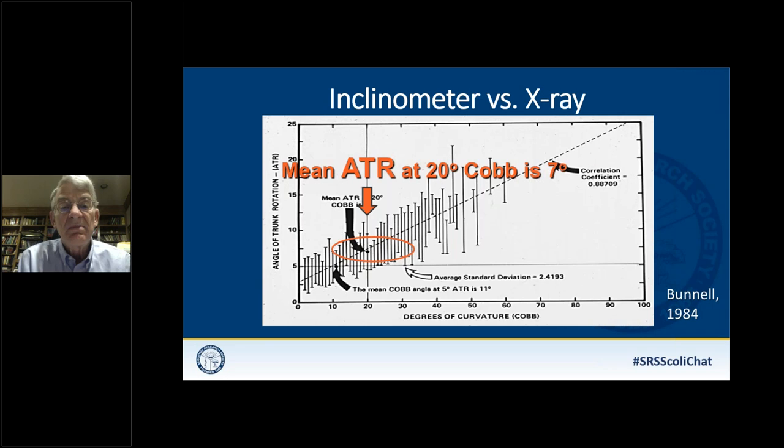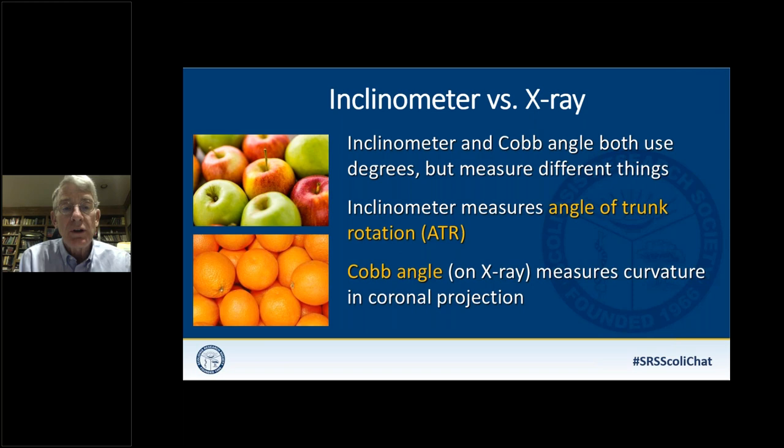And remember, too, that this is apples and oranges. Even though both of these measurements are in degrees, they really measure different things, and you can't translate one for the other. A six-degree trunk rotation is not the same as a six-degree Cobb angle. Next slide, please.